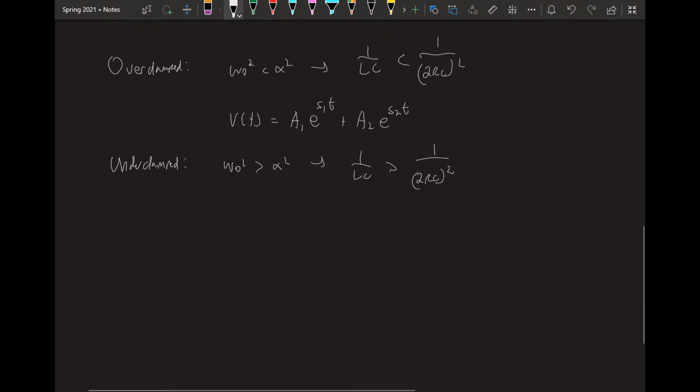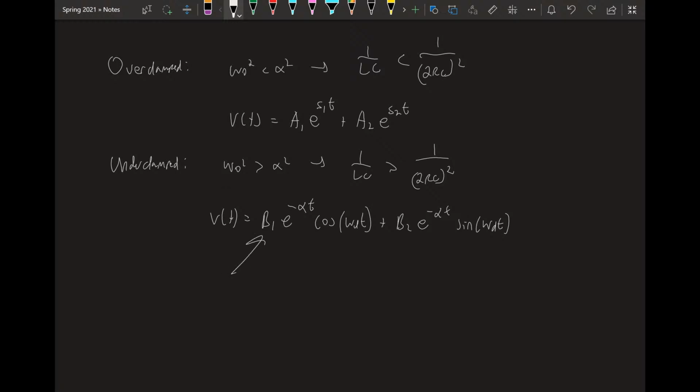The solution is then given like this. You have V of t, once again, solve for the voltage, equaling some constant over here, e to the negative alpha t times the cosine of W dt, and that's where that WD comes in, plus beta 2, or I should say B2, e to the negative alpha t sine of W dt. So at this point, you would know everything except, once again, your constants, and you would solve that using the initial conditions of the circuit.